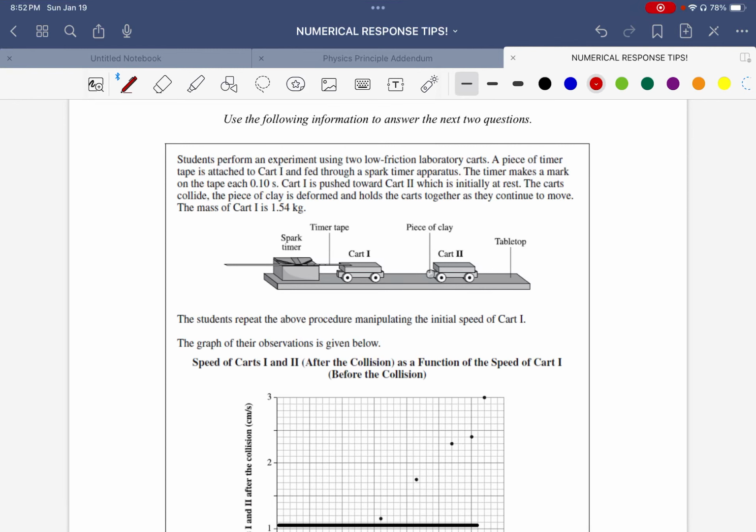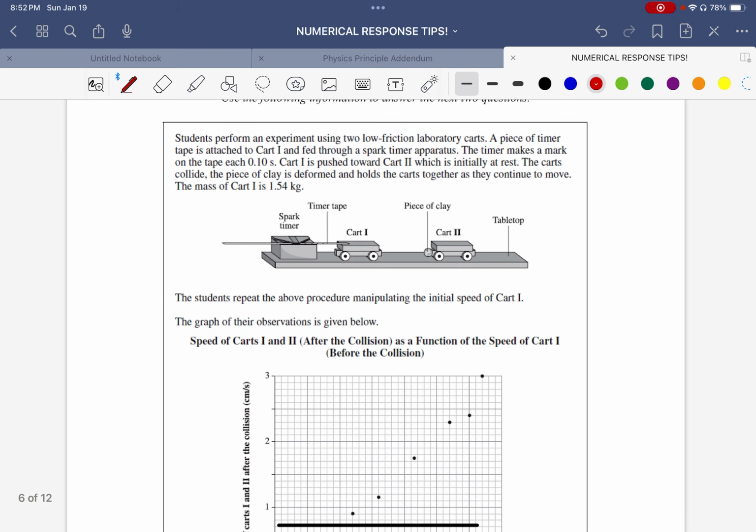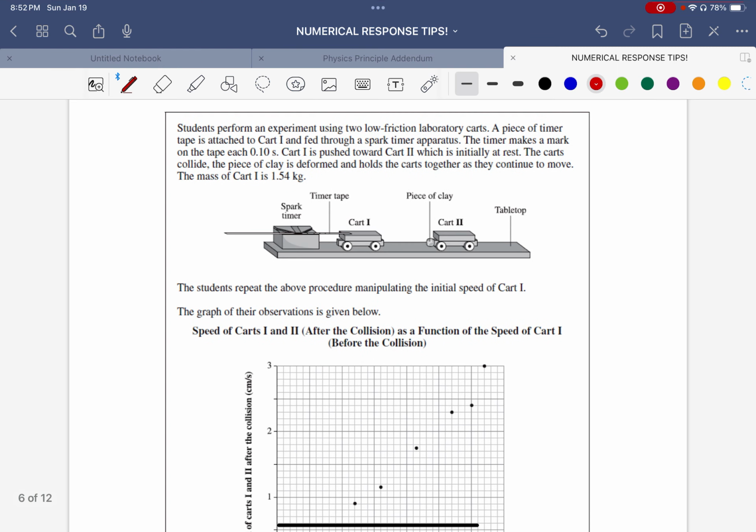And now we're looking at graphing numeric response question number 3. This one's on page 6 of the booklet that I gave to you guys in class on Friday. So we got an experiment here where we're crashing one cart into another cart. Cart number 1 is moving before the collision. Cart number 2 is at rest.